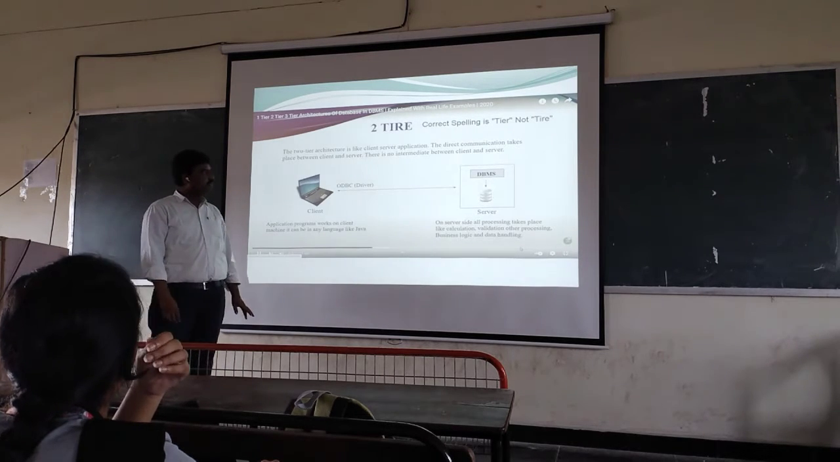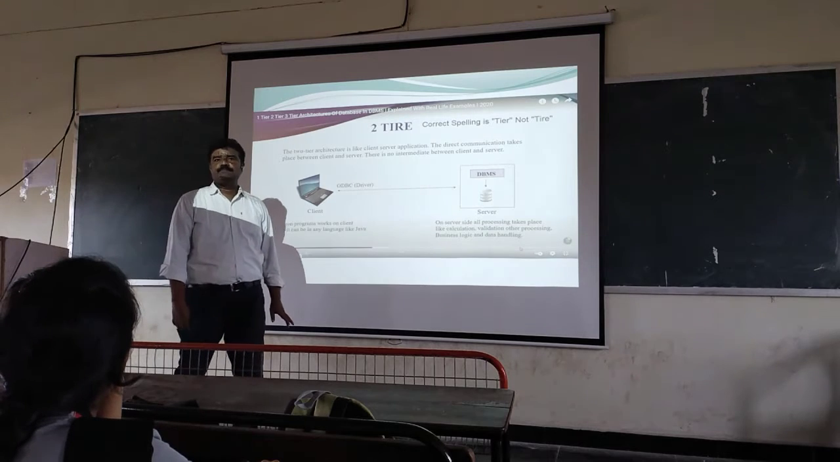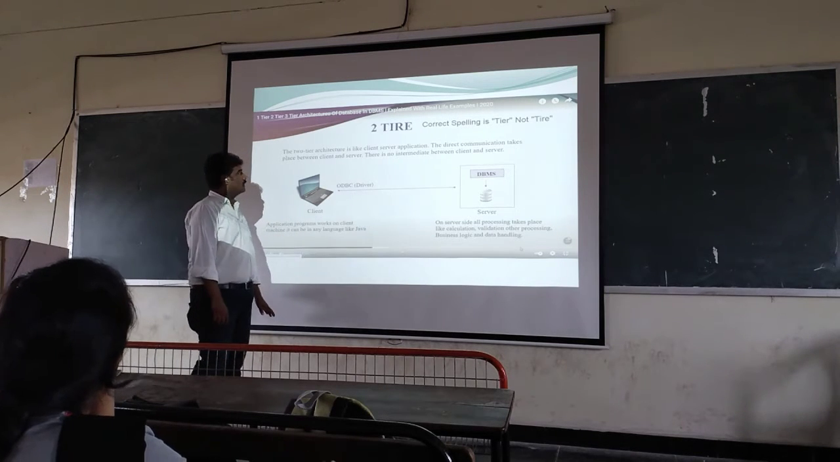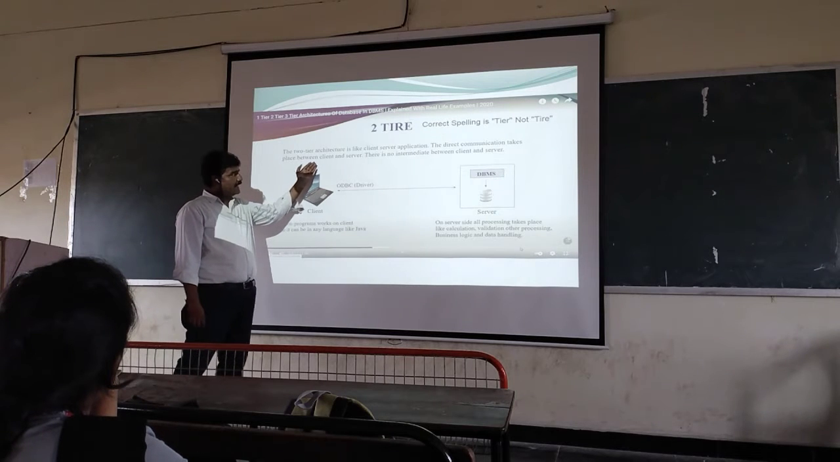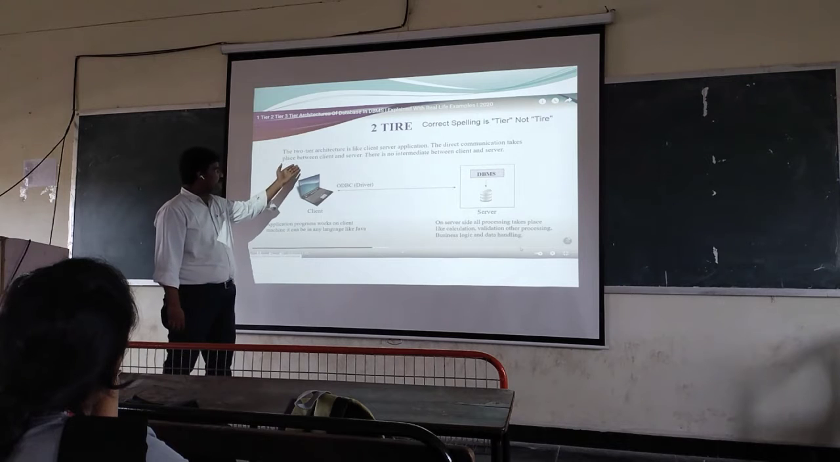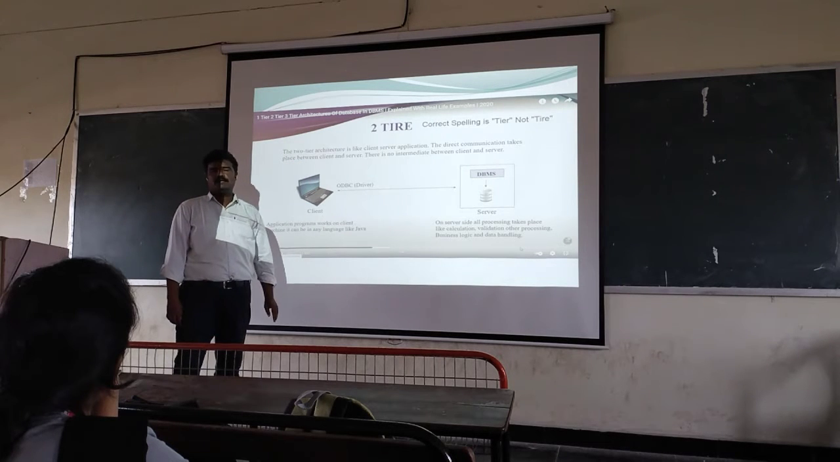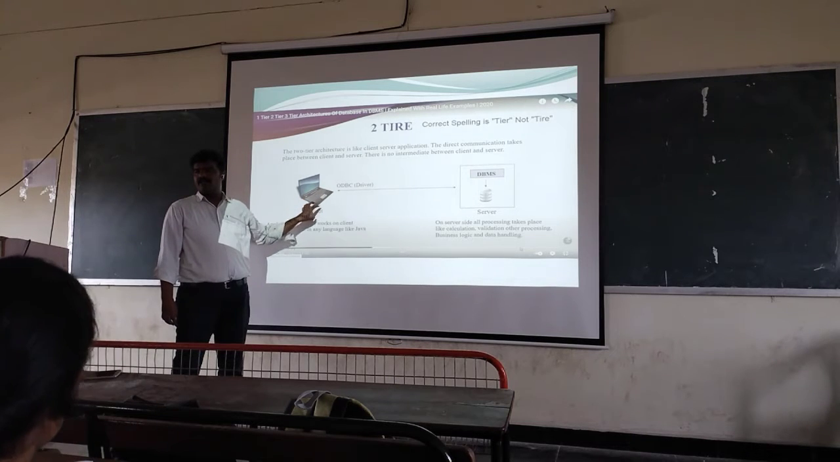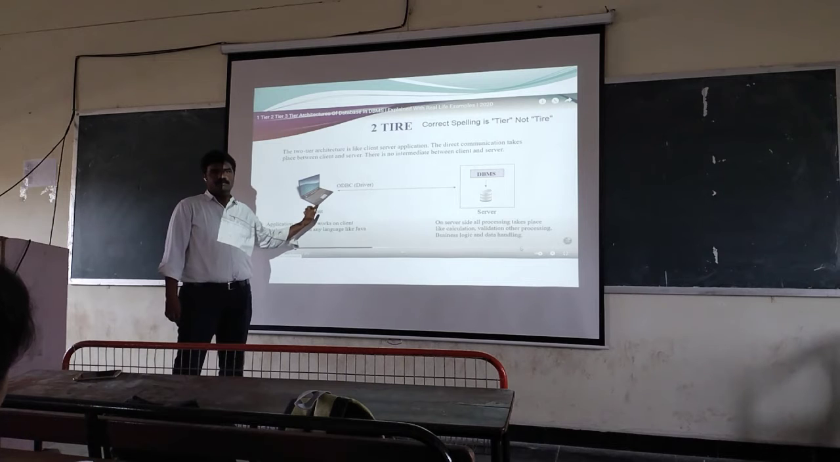Then what about the two tier? What is the two tier architecture? A two tier architecture is like a client server application. Direct communication takes place between the client and the server. I can say this is a client. Client means the user, or the end user.